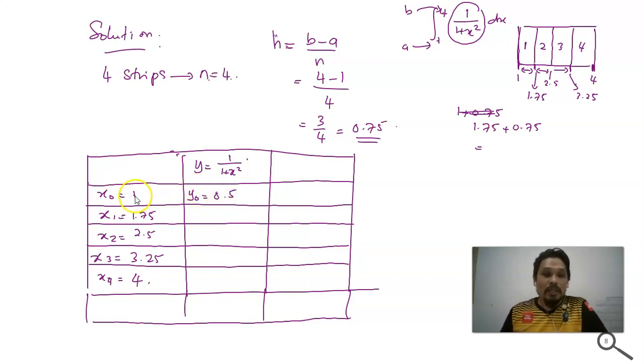Again, x naught equal to 1. Substitute here. 1 squared is 1. 1 plus 1 equal to 2. So 1 over 2 equal to y naught, and y naught equal to 0.5. And then we put that y1 here, y2 here, y3 here, and the last final x end up here with 4, then y4, we put it here.